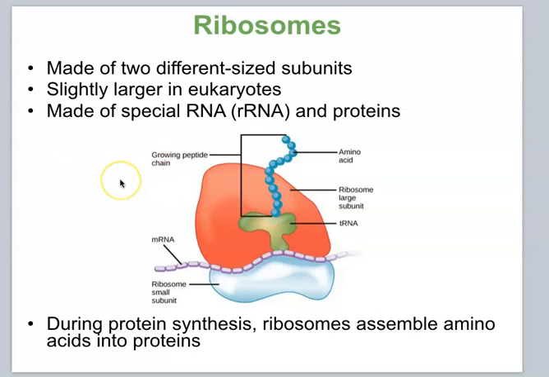What is a ribosome? There are two different sizes. There's a large subunit and a small subunit. They're used during protein synthesis. And what's going to happen is they assemble in a stepwise mechanism the amino acids that are required to be turned into a protein.